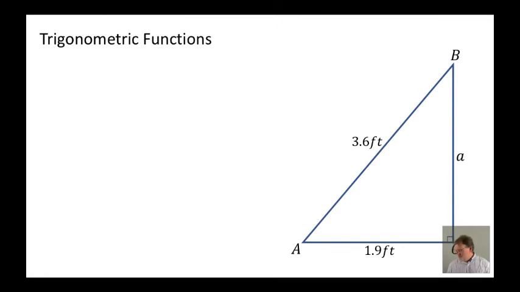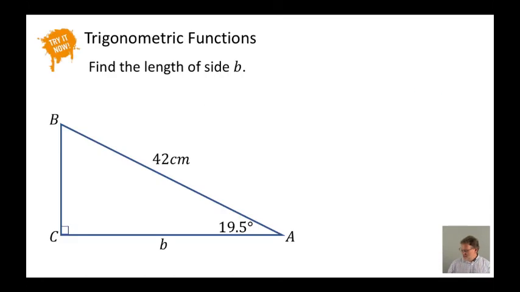So it's the cosine of A that's going to be equal to 1.9 divided by 3.6. And once we enter that into the calculator, we find out what the inverse cosine of that is, and we find out what angle A is, 58.14 degrees. So it's the same process here, except we're using cosine instead of sine. So with that in mind, do this problem here. Find the length of side B based upon that angle measure, angle A, and the hypotenuse that you're given there of 42 centimeters. Take some time for that.